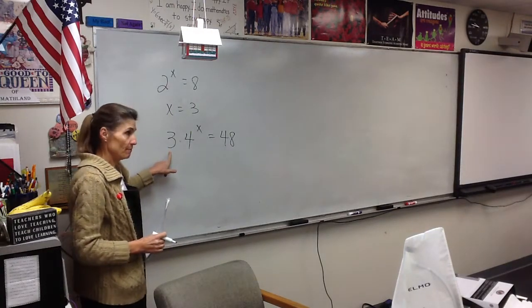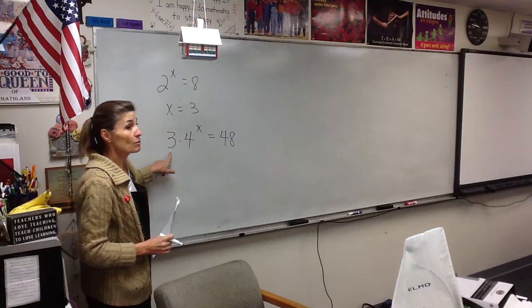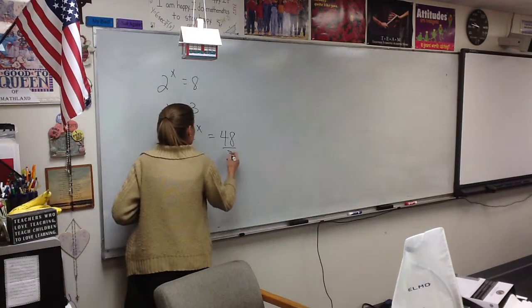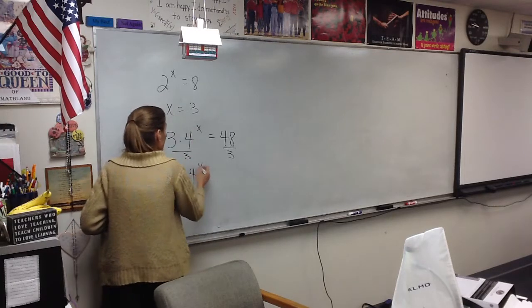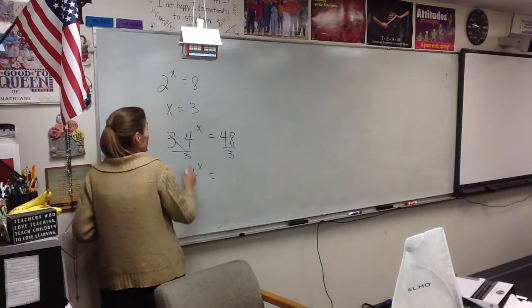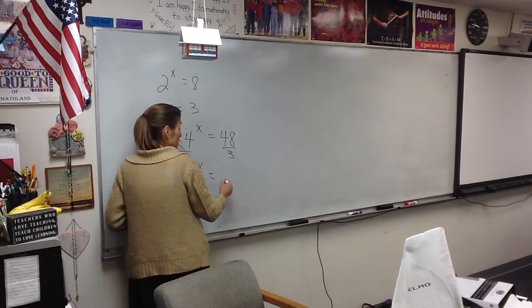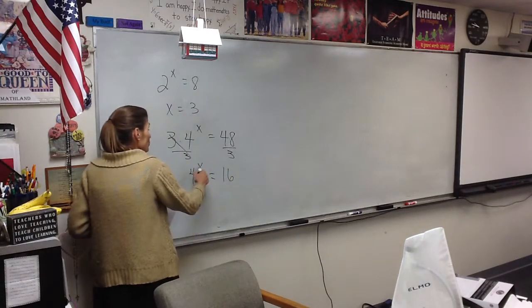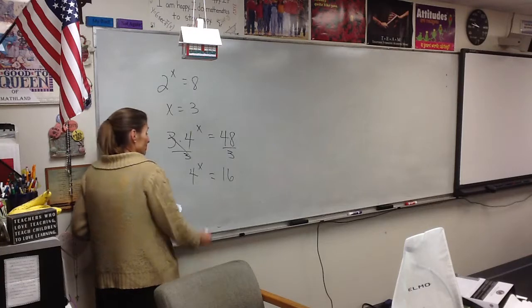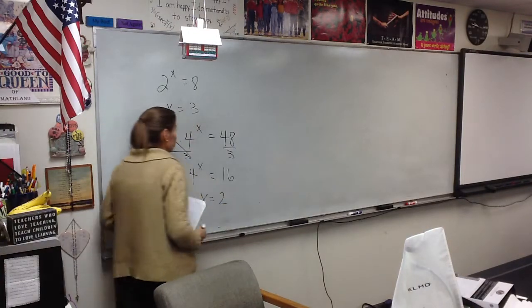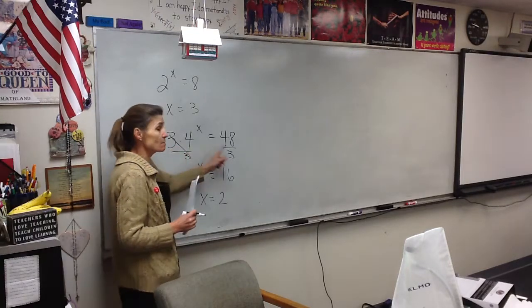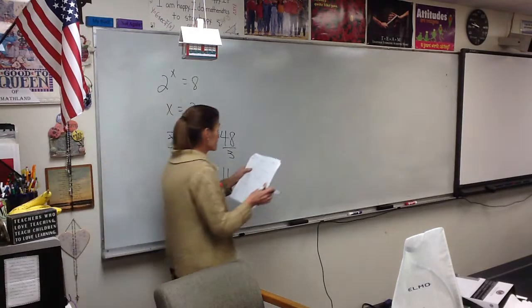Step 1. What do you think? Divide by 3. So when we divide both sides by 3, we'll be left with 4 to the x, because those are going to cancel. We'll be left with 4 to the x equals 16. 4 to what power is 16? 2. So step 1 has to be that division. All right, let's look at the next one.